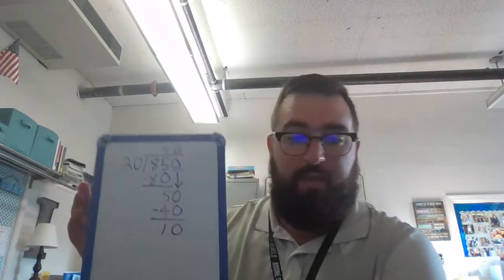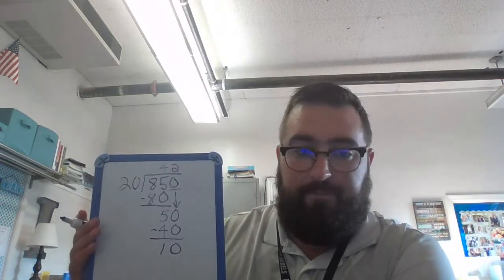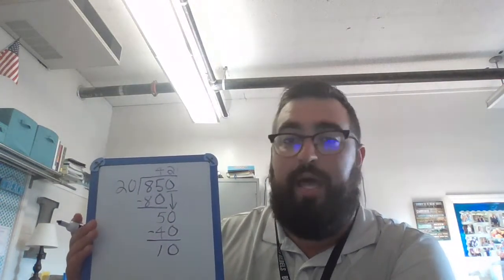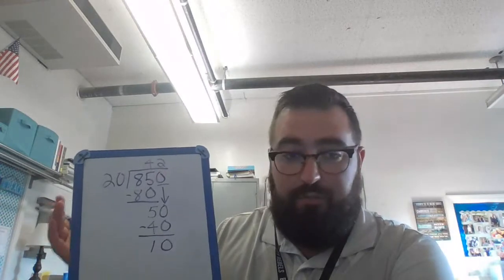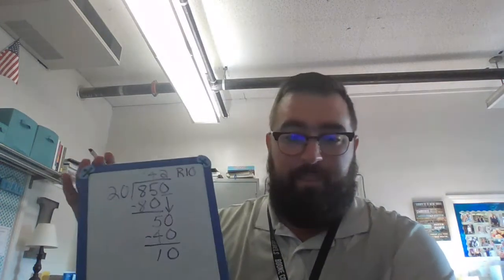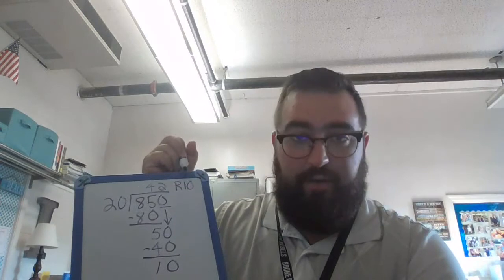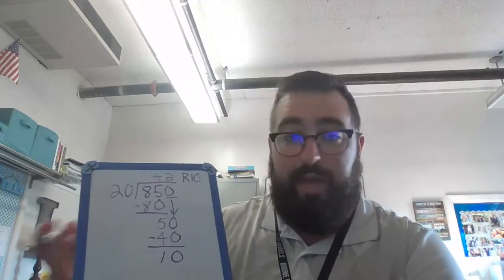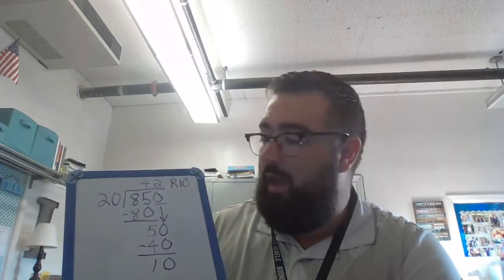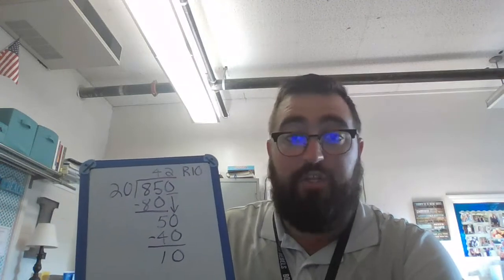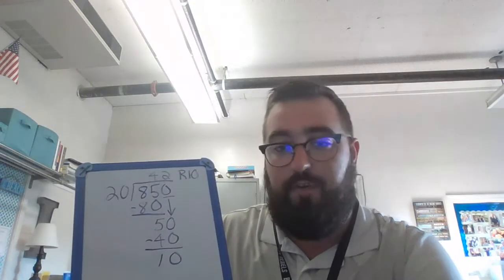We subtract, giving us 10. There's nothing else to bring down. 20 can't go into 10. Therefore, our answer is almost complete. We just take that 10, we bring it up top as a remainder, meaning the answer here is 42, remainder 10. So if we were doing decimals, the problem would keep going. But for right now, we're working strictly with whole numbers. That will change after this first exam.